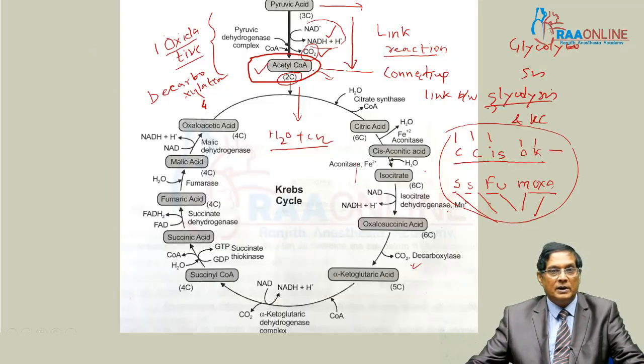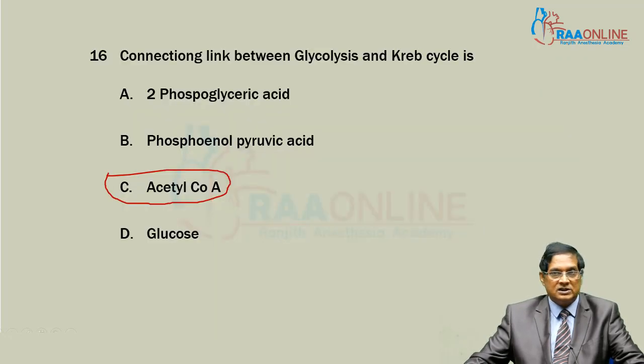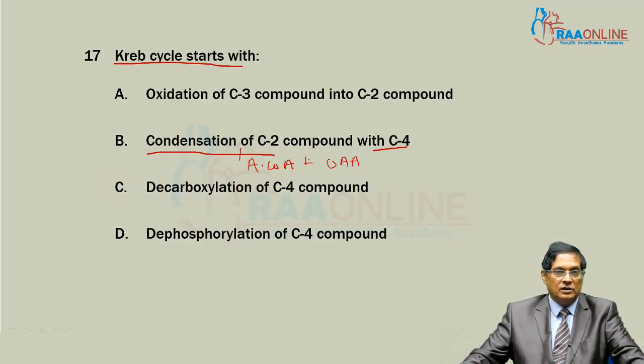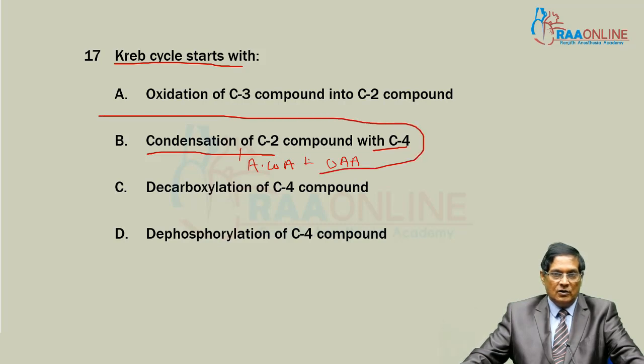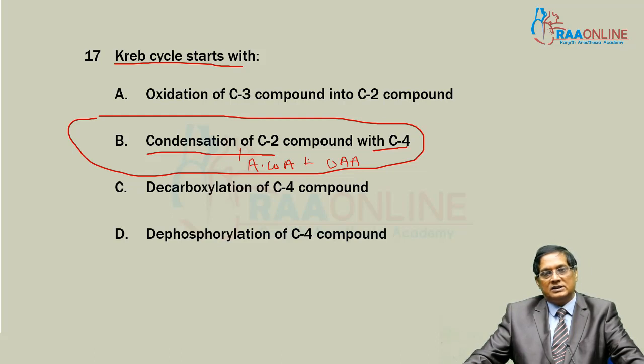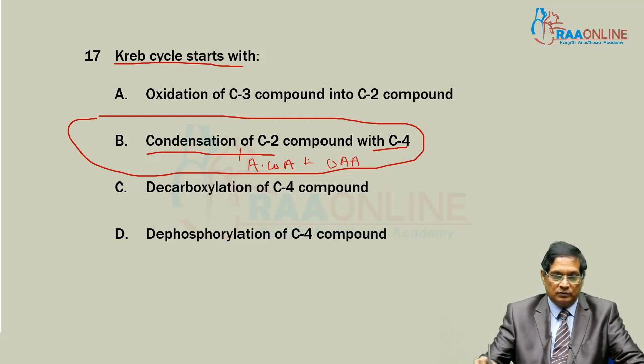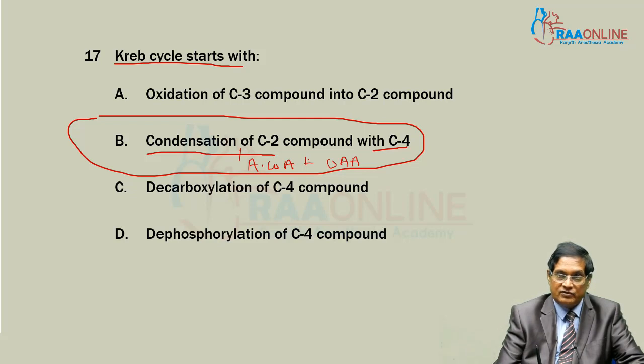This is the way by which you can easily know. That's why this cycle is important to attempt such type of questions. So Krebs cycle starts with the condensation of a 2C compound with a 4C compound. The 2C compound is acetyl coenzyme A, oxaloacetic acid is the 4C compound, and citric acid is formed as the result.